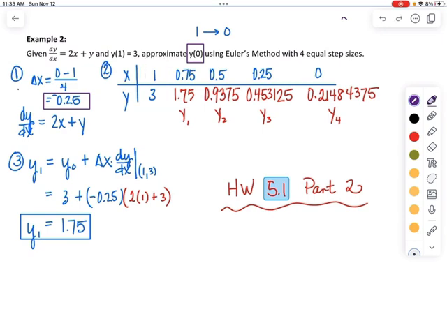Let me go back to this. So we've got y sub 1 is equal to y sub 0 plus delta x times dy dx evaluated at 1, 3. But remember, your delta x has to be negative. So you've got negative 0.25 for delta x, and then dy dx evaluated at 1, 3 is 2 times 1 plus 3. And you get y sub 1 is equal to 1.75. That goes in the table.